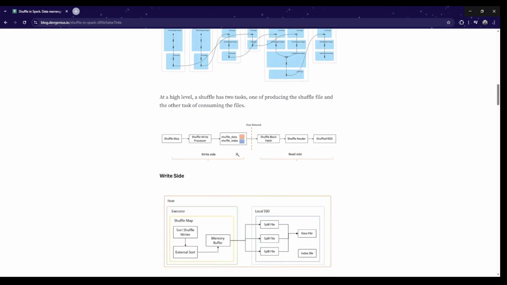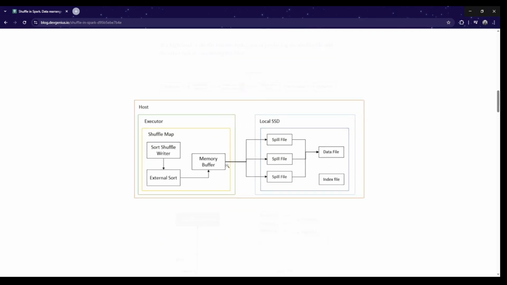So this is a high level overview, and if we dig deeper into how the shuffle write process happens, this is a host. The host has executors. Inside the executors, we have the shuffle map process. The shuffle writer, before writing, does an external sort and then creates an index. Then it first writes to the memory buffer, and once the memory buffer is full, it will write it to disk as a spill file, and it creates a data file, and then there is an index file as well that gets written to the disk.